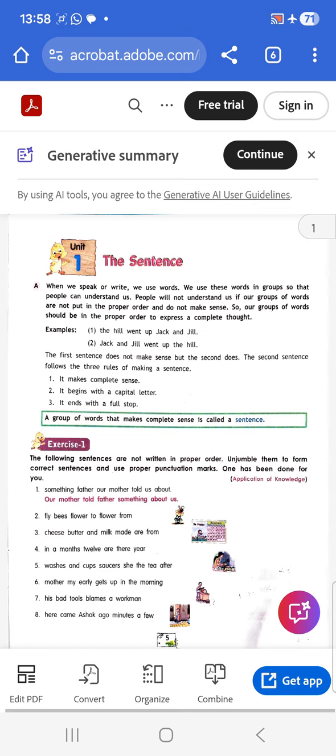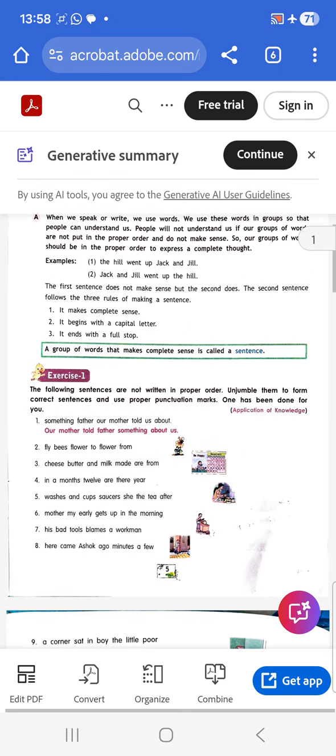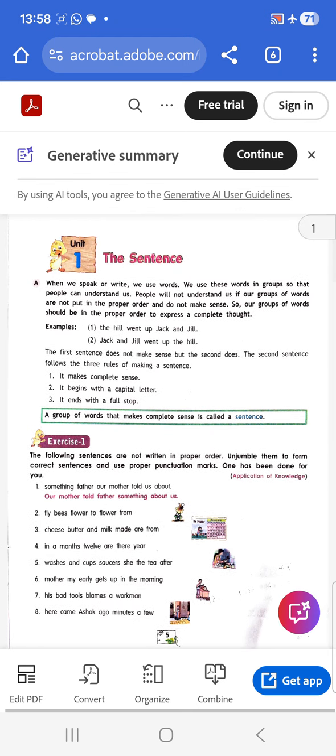Today we are going to revise chapter 1, 2 and 3 in English grammar. So let's revise. First of all, we are talking about chapter 1, the sentence. What is a sentence? A sentence is a group of words that makes complete sense. Means a group of words that makes complete sense, complete meaning, is called a sentence.